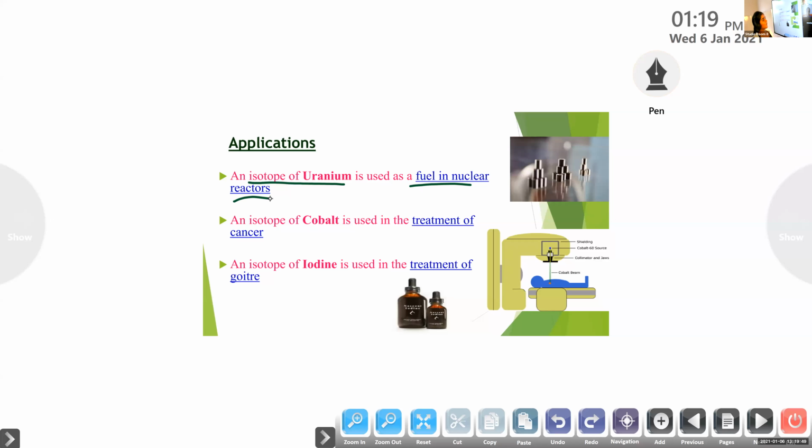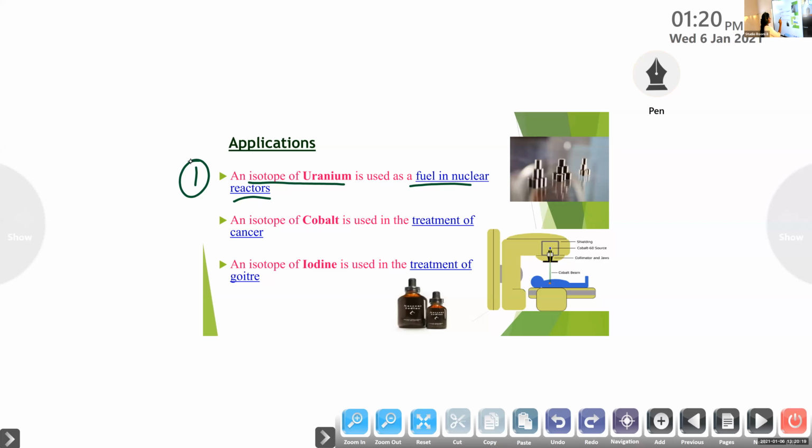Did you learn about nuclear reactors in physics? Nuclear energy? Yes or no? Not yet. Okay, fine. Nuclear reactors are a type of plant that is able to produce nuclear energy. So here, the isotope of uranium is used as a fuel in such nuclear reactors. That's the first important application of an isotope.